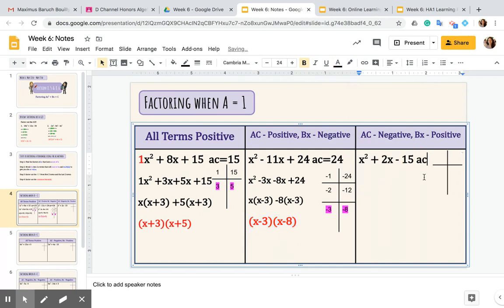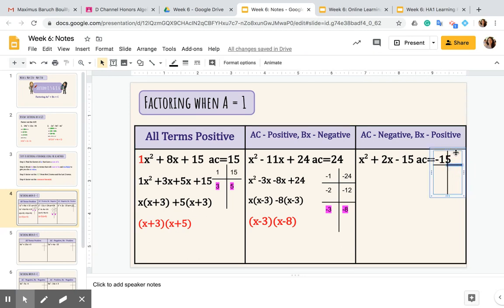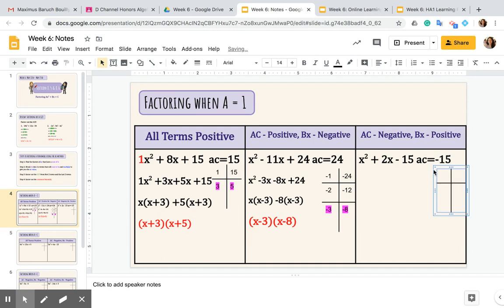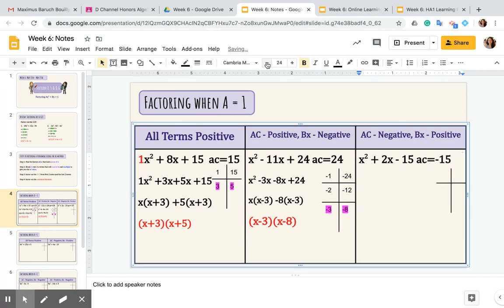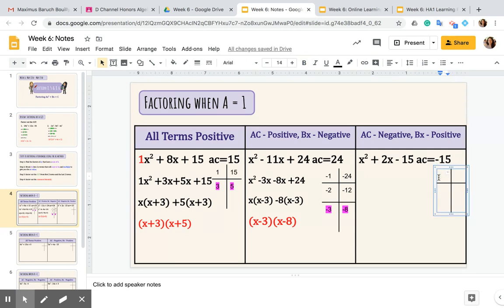Let's try another. AC here, 1 times -15. I have to include that sign. It's going to give me -15. I'm going to move my table again. All right. So my AC is negative. So remember, you're trying to find factors that'll multiply to give you -15. Well, I can't make both factors negative. That'll give me a positive when I multiply them. So one of my factors has to be negative and the other has to be positive. Okay? So you need to think strategically about your signs here. It's kind of like solving a puzzle. Factoring a trinomial like this is like solving a puzzle.